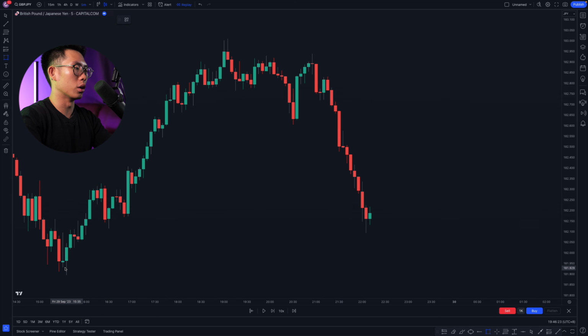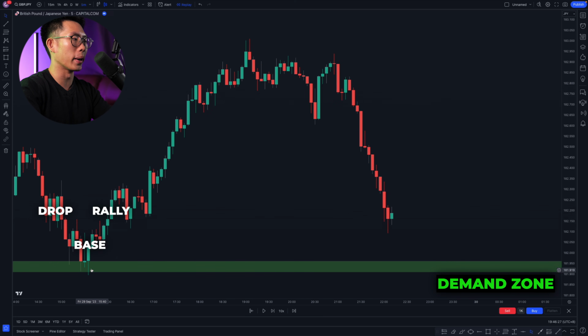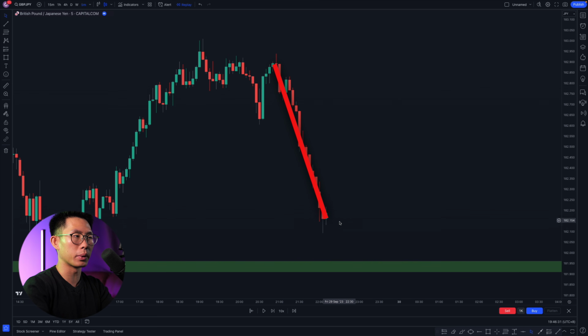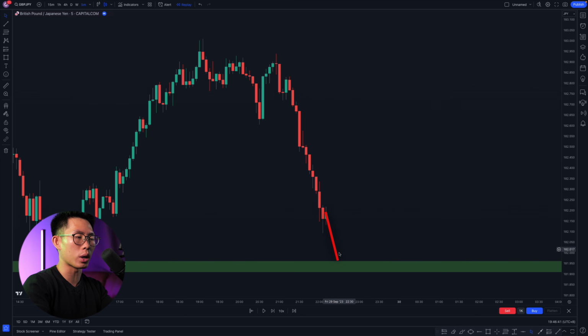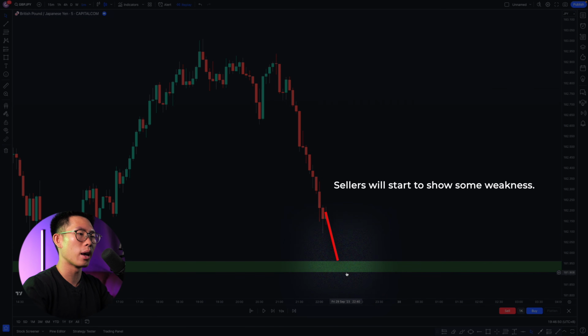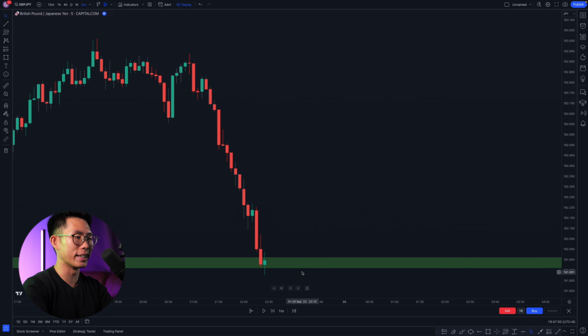Here's another example. Right here, we can draw a key demand zone because there was a drop base rally. And right now, we could be expecting to see price do the same thing because price has just been dropping, and you can start to see the momentum fading away, right? The candlesticks are getting smaller and wicks are starting to form. So we could be expecting price to come down to this area here. The sellers will start to show some sort of weakness, and that is when we can potentially enter for a buy. So right here, we are waiting to see what price does at this key demand zone.